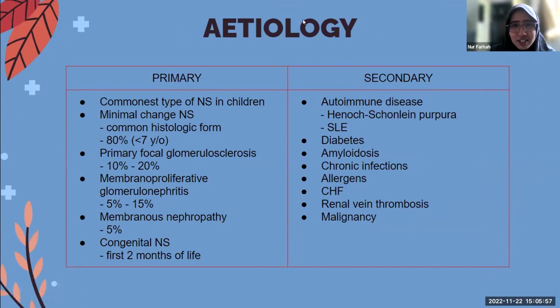So for the etiology for nephrotic syndrome, we can divide it into two. First is primary, or we also call it idiopathic, and second is the secondary. Usually primary is the commonest type of nephrotic syndrome in children. One of the types of idiopathic, which is the commonest one, is minimal change nephrotic syndrome.